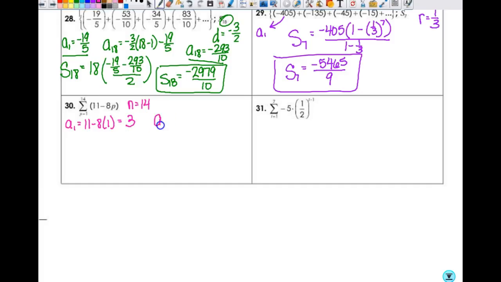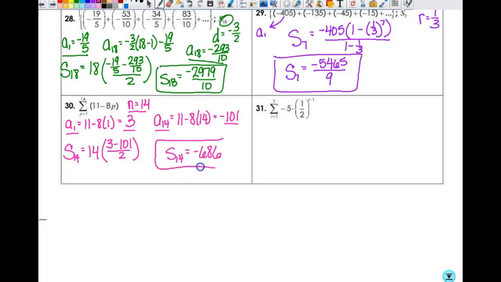Then I also need to know what AN is, or A14. That's going to be 11 minus 8 times 14, which gives me a negative 101. So I have A14, I have A1, I have N. The sum of the terms 1 through 14 is equal to 14 times 3 plus a negative, or just minus 101, over 2. Which means the sum of the first 14 terms is negative 686.